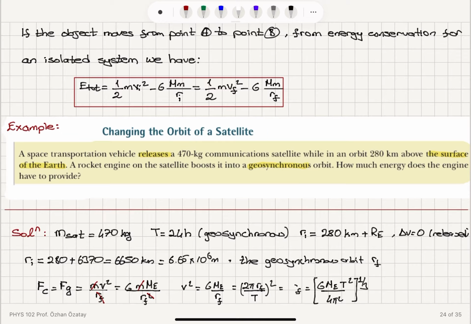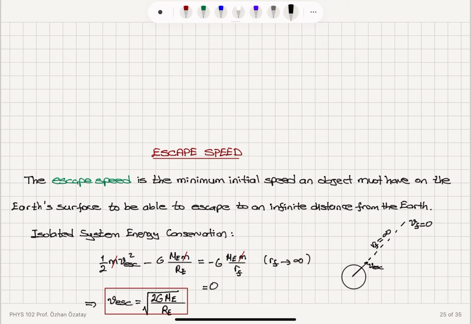So this will be my distance. Now, let me clarify this point here: the meaning of being released is that it has an initial speed of 0 meters per second here, so it's released. Okay, so we can calculate our final, the radius of our final orbit.